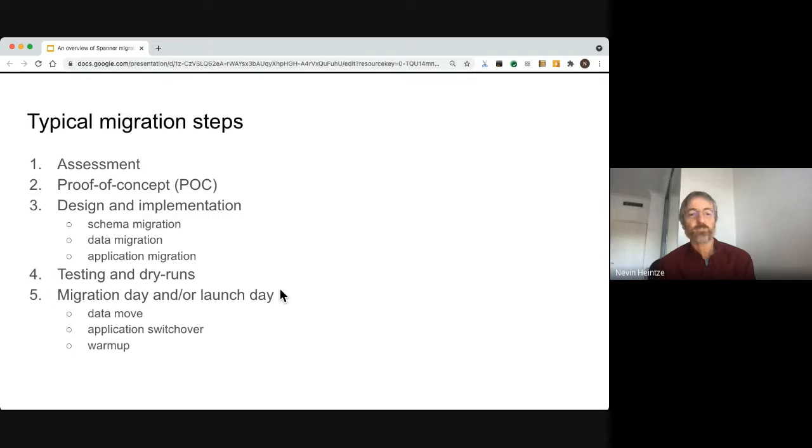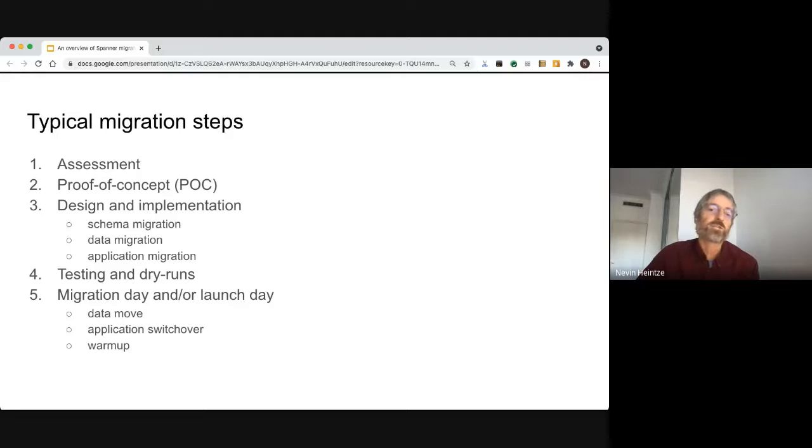So here's a typical set of steps in a migration. These steps are fairly independent of the source and target databases involved, and I'm sure for some of you, these steps will be very familiar. What I'm going to do is go over these steps and highlight them from the perspective of migrations to Spanner. I'm particularly going to focus on migrations from MySQL to Spanner.